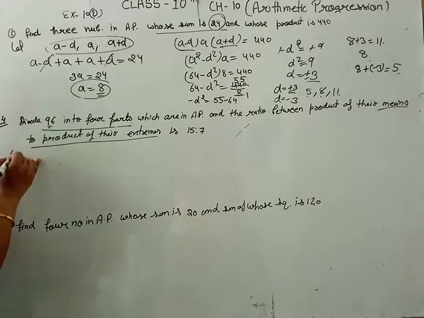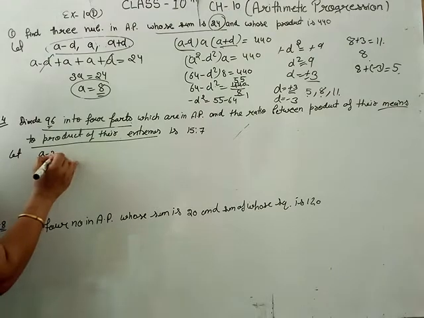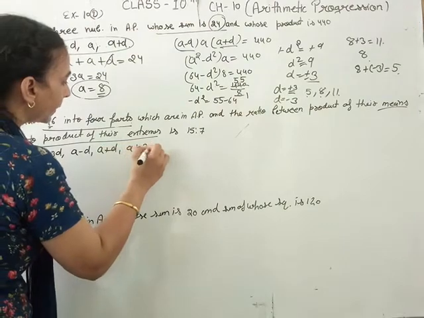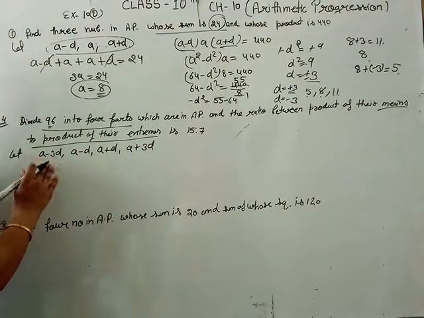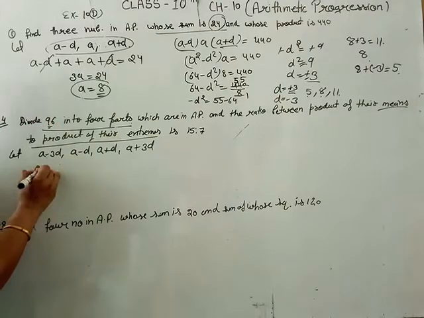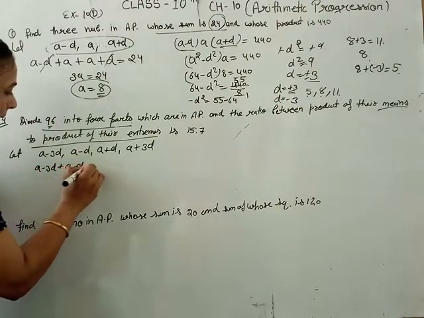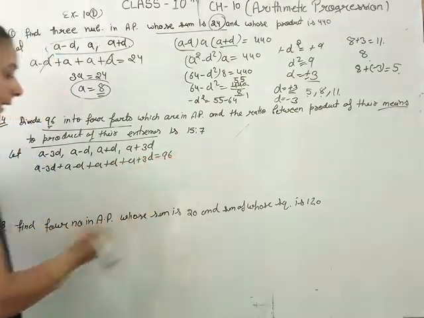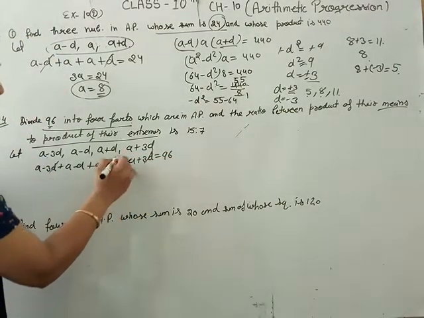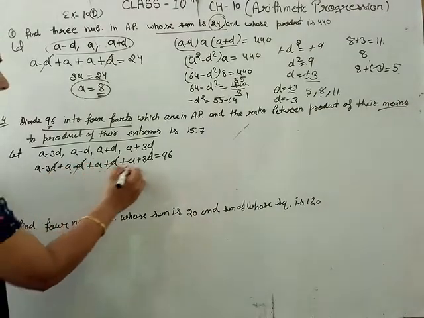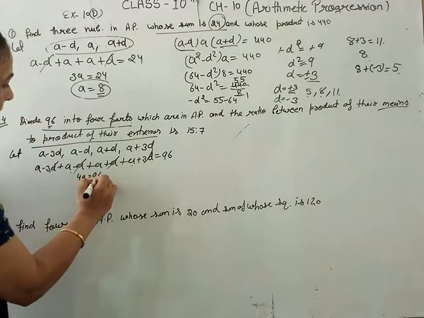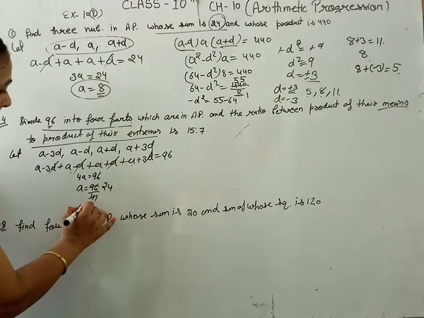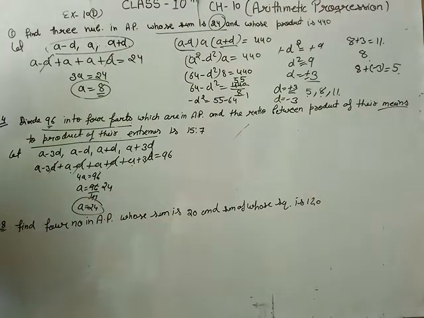Let me take the 4 parts: first is A minus 3D, next is A minus D, A plus D, A plus 3D. These are the 4 parts, and the sum of the 4 parts equals 96. A minus 3D plus A minus D plus A plus D plus A plus 3D equals 96. Then 3D cancels and D cancels. Then 4A equals 96 and A equals 96 by 4, 24. The value of A is 24.